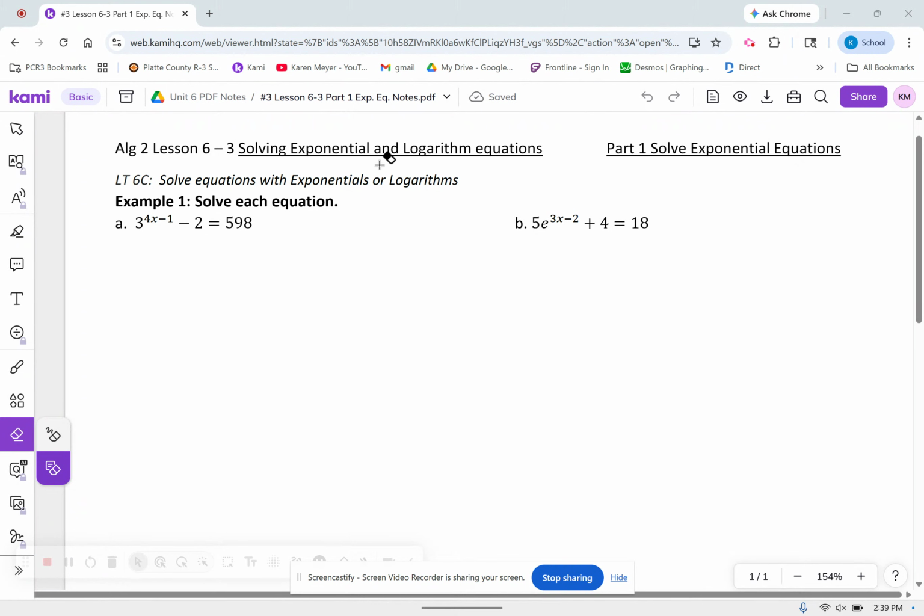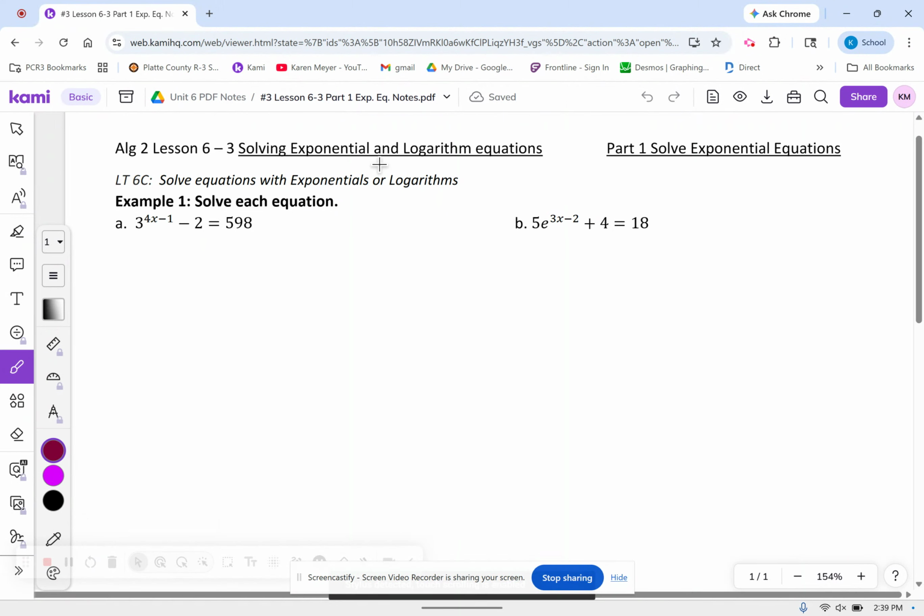So you'll notice that we have a -2 that's not up in the power slot, that's on the same side with the base 3 with the power. So what we want to do is get rid of that -2 first. In order to do that, we're going to add 2 to both sides. So then that gives us the base 3 and our power of 4x minus 1 equals 600.